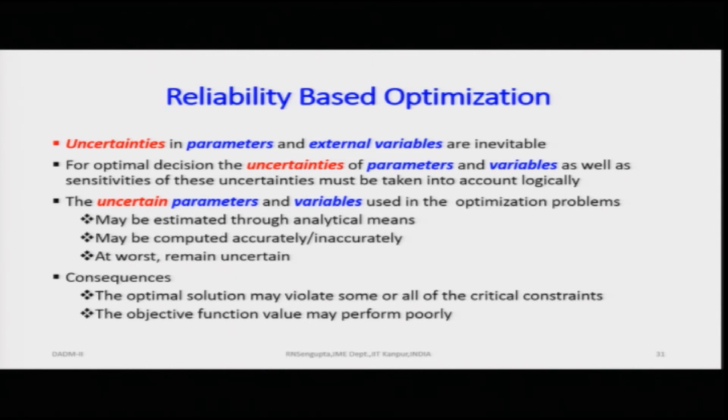The uncertain parameters and variables used in the optimization problem, that is, the multi-criteria decision problem which we will discuss, may be estimated through analytical means. That means you have some statistical tools, you have the mathematical formulation, you either differentiate it, use the concept of maximum likelihood estimation, or use the general method of moments, whatever it is, and you are able to find analytical solutions for those parameters from the samples on which you are working.